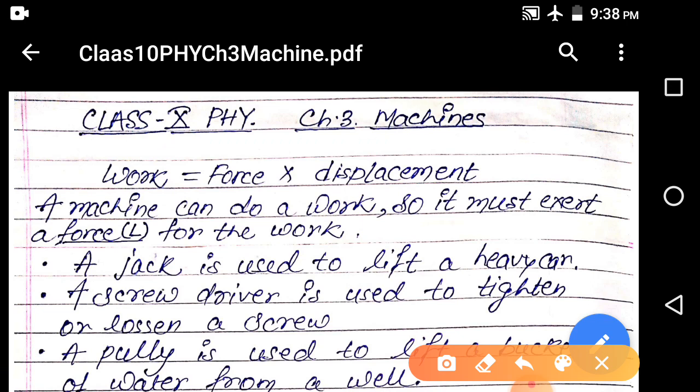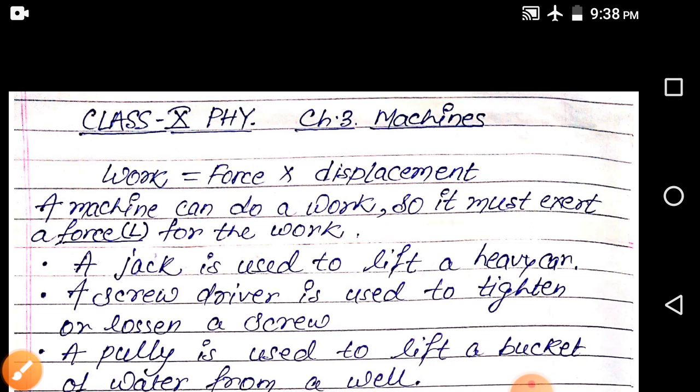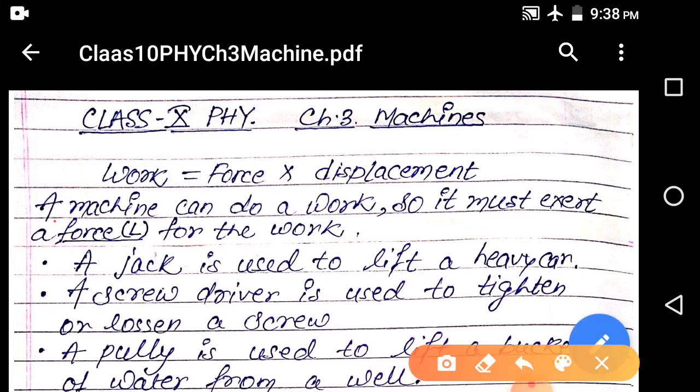Now, in the previous chapter, we have studied work, and we all know that work done is equal to force into displacement. That means if work is required, then force is also required. Now come to machine. A machine can do work, as we all know. So that means if a machine can do work, the machine can exert a force.